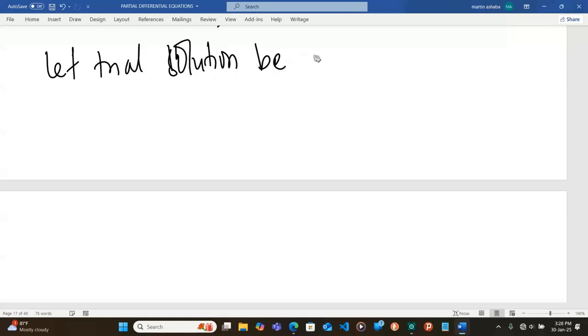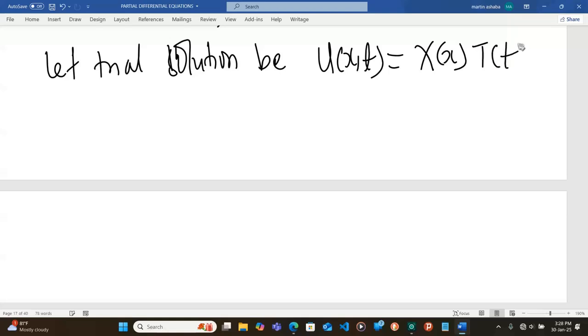So let's go. Let the trial solution be u(x,t) equal to X(x) times T(t). For simplicity, we are going to say u is equal to XT. So when we do partial differentiation of this u with respect to x and with respect to t, this is what we are going to have.